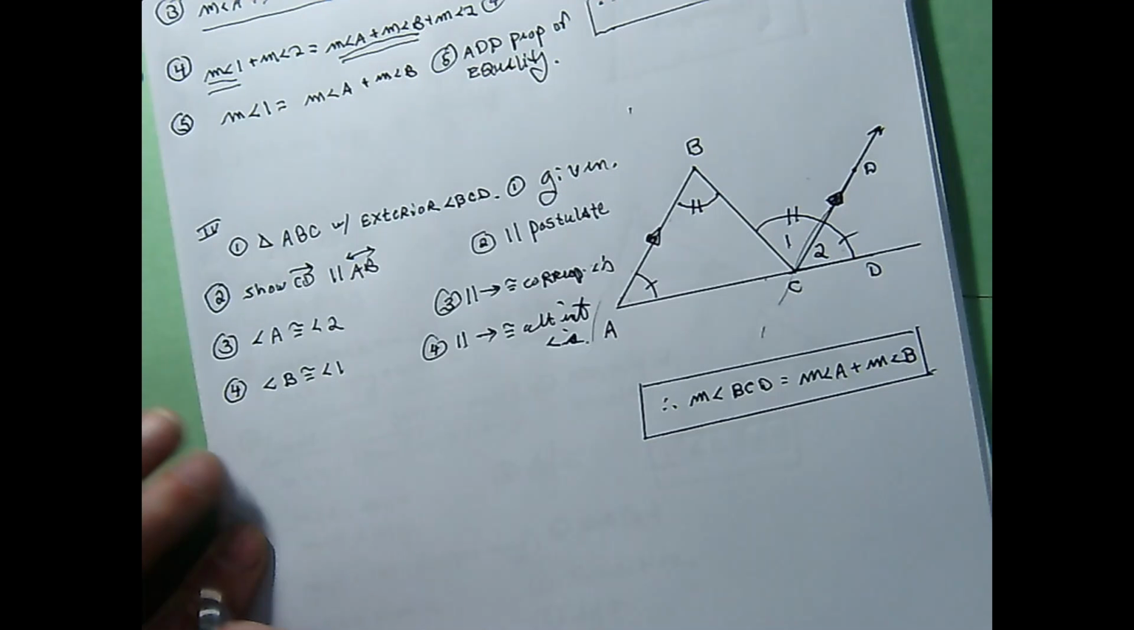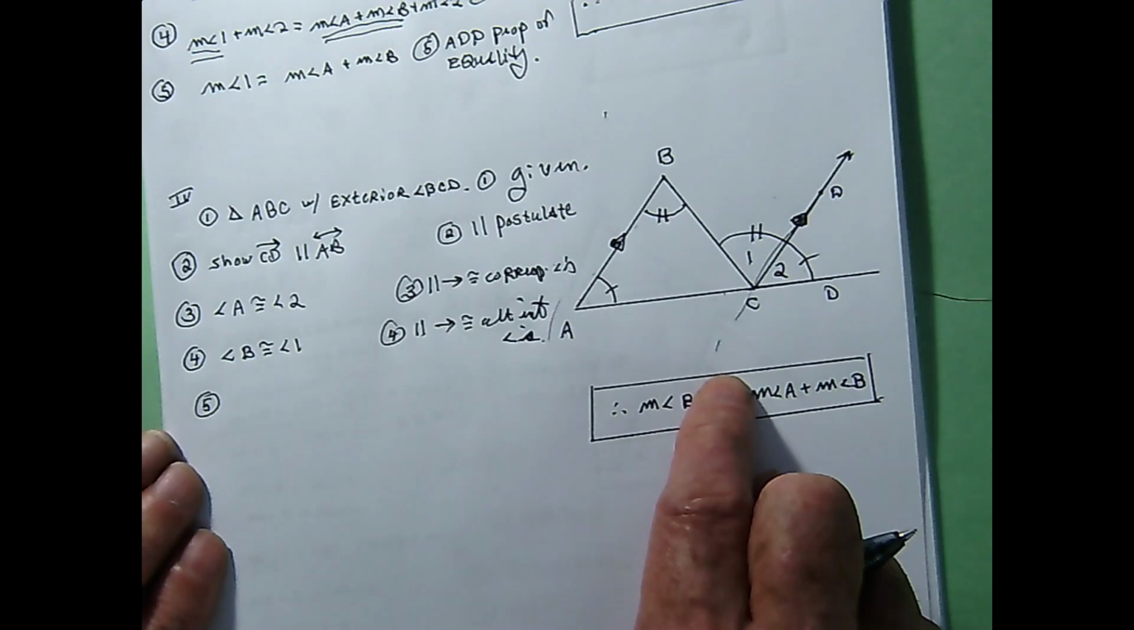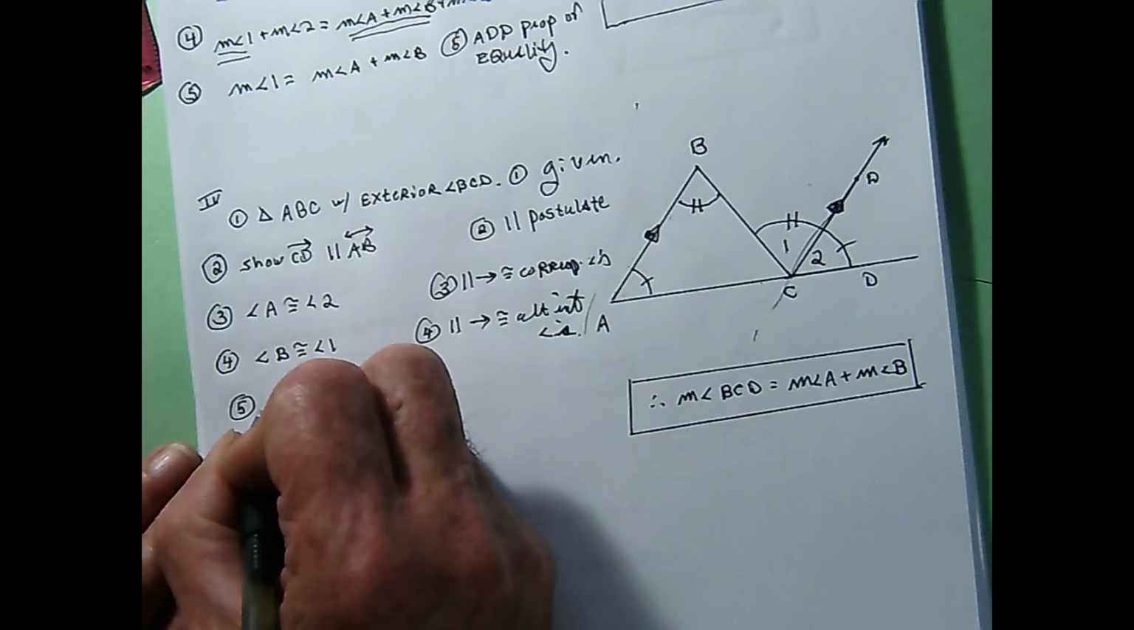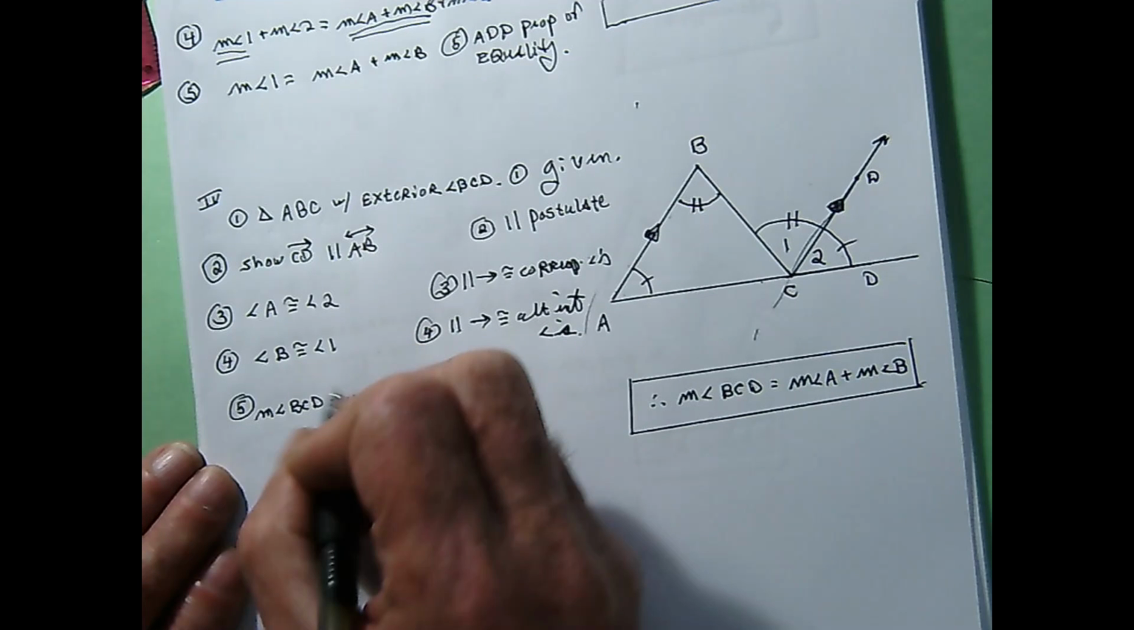Now, what can we do with this? Bearing in mind what we want to end up with is angle BCD, this angle out here, is equal to angle A plus angle B. I'm going to make an angle addition statement. Check this out. Isn't it true that the measure of angle BCD is equal to the measure of angle 1 plus the measure of angle 2? Just looking at this picture, stuff we did at the beginning of the year, isn't it true that these two angles add up to angle BCD? We'll just call that statement 5, angle addition.